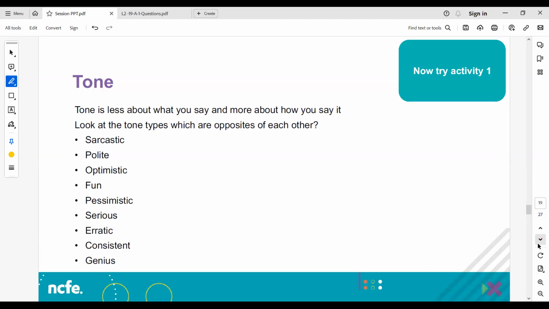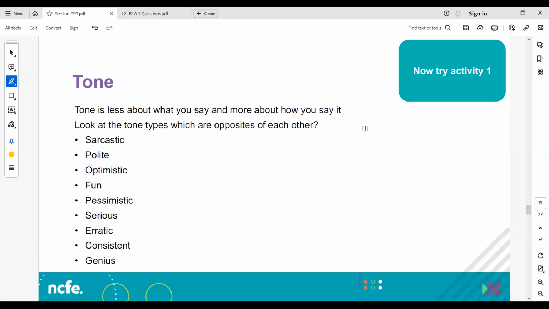Okay, so it asks us which ones are opposites of each other. So if you want to just have a look at those and have a think for a moment or two about which ones are opposites. And then we'll have a look at it together.